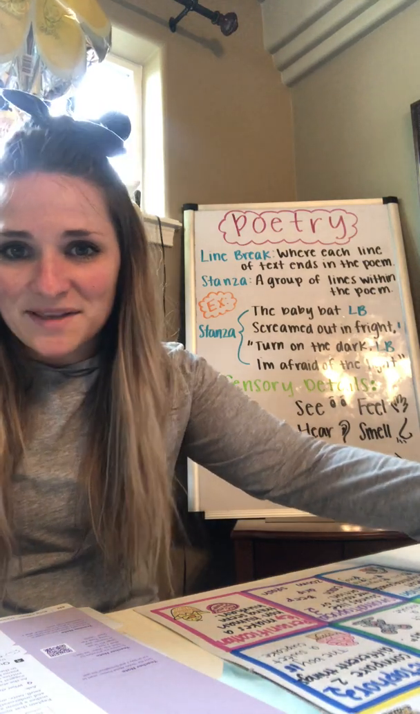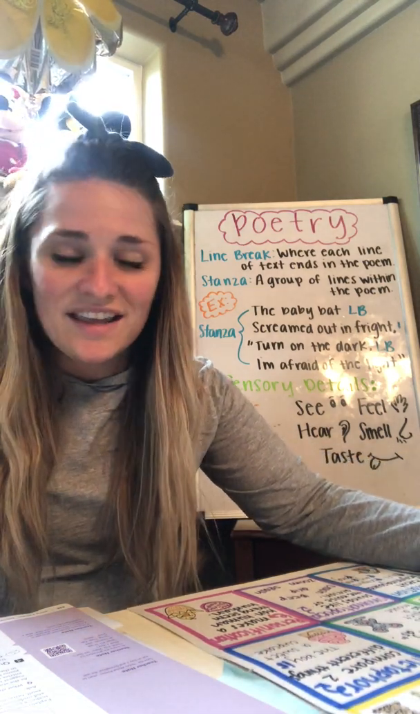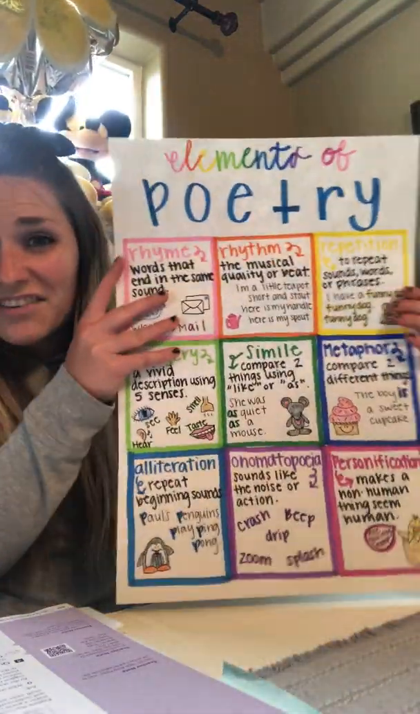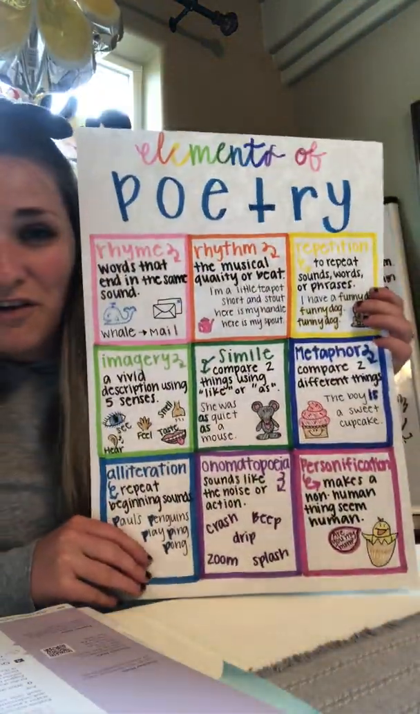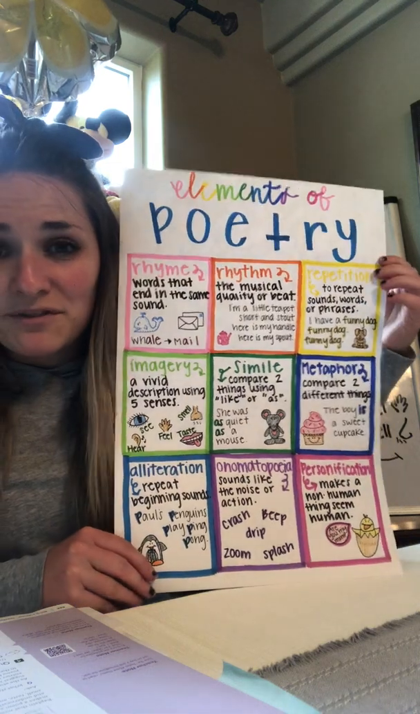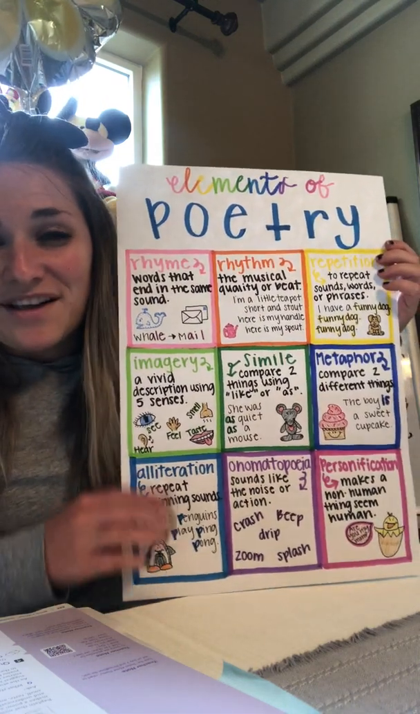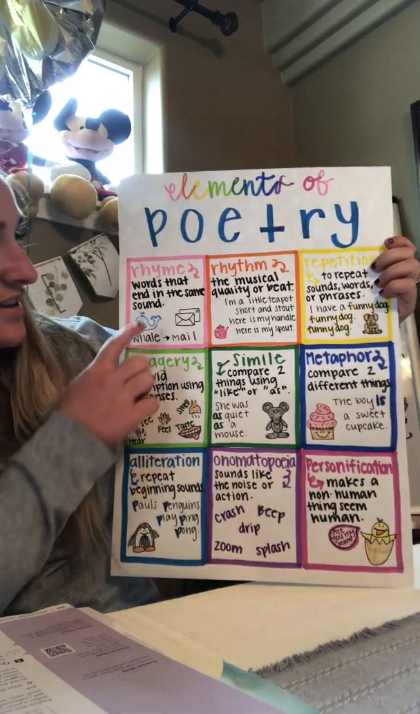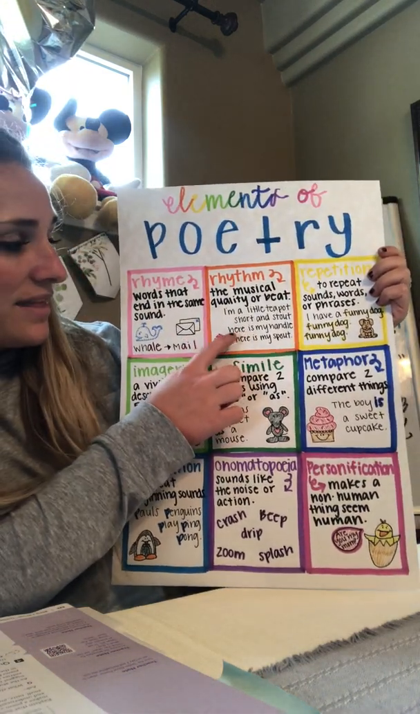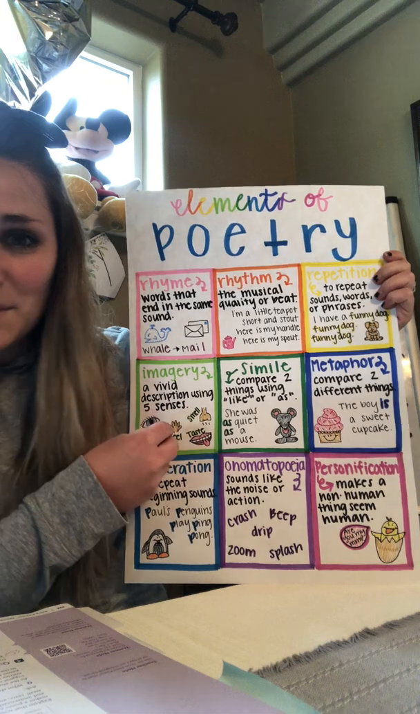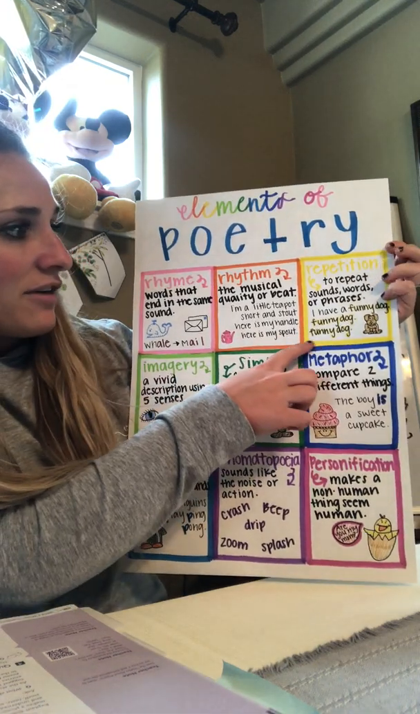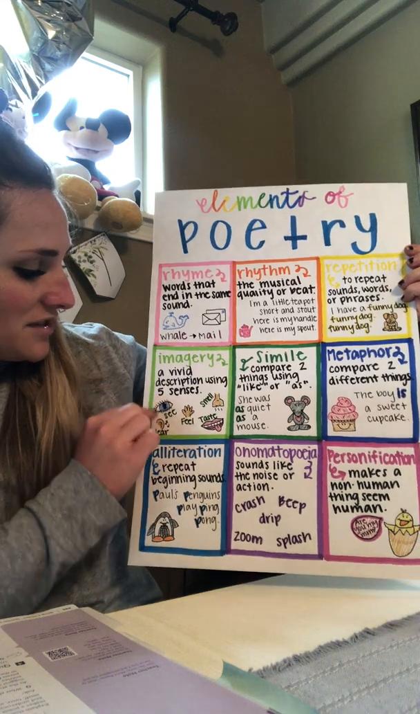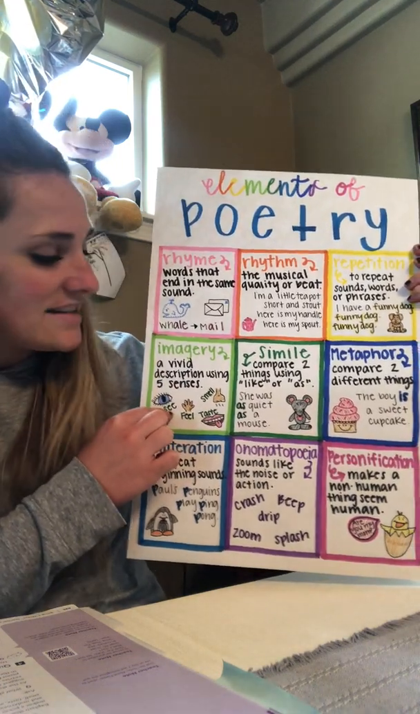So I have a little elements of poetry chart to help you think of some things and know what different parts can go in a poem. It's kind of a lot, I know, so I'm just going to briefly go over all of these. You'll get a little bit more information with this later in the week, but for now, this is a brief start into what poetry is. So it can rhyme, it can have rhythm, which is a musical quality or beat. It can have repetition, so repeat things. Imagery, which is using vivid description, so think of your sensory details there.